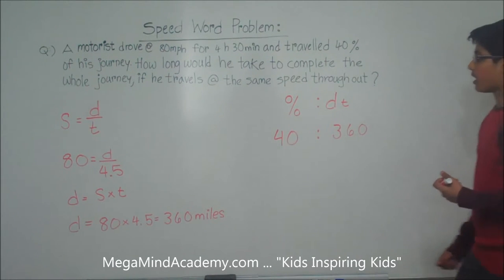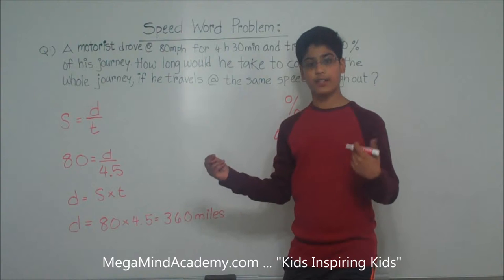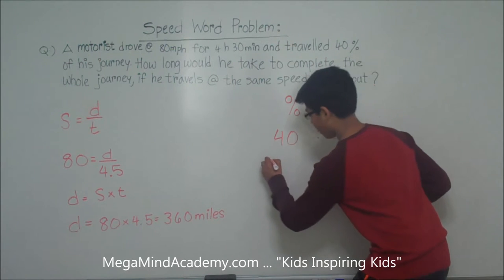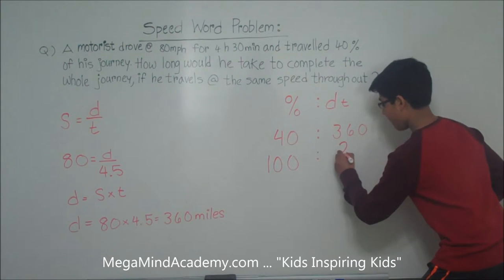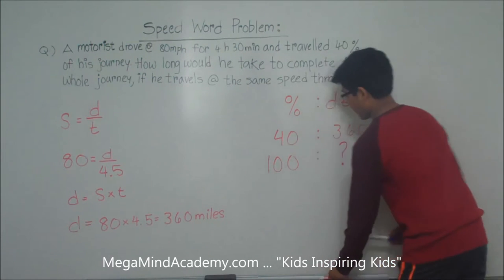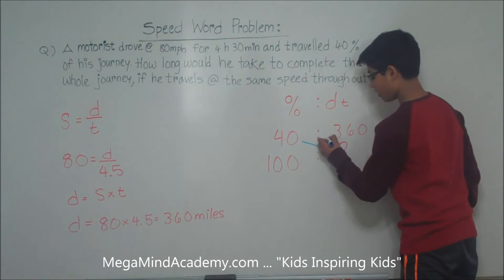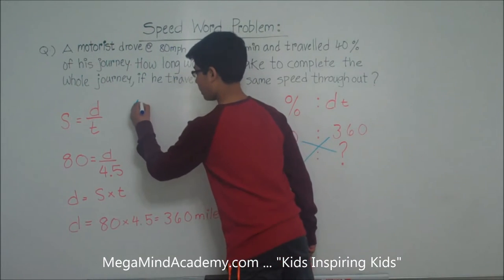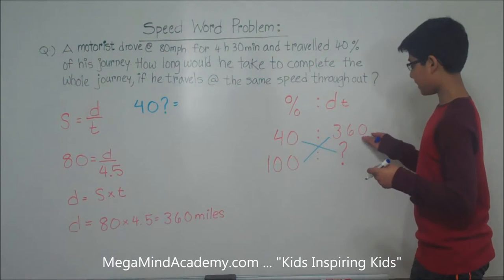Now we need to find out how long he would take to complete the whole journey, which is 100% of his journey. So if 40% is equal to 360 miles, then 100% is equal to how many miles? To solve this part of the problem, we need to use cross multiplication. This means we multiply 40 with question mark and 360 with 100. So let's do this. We get 40 question mark is equal to 360 times 100.